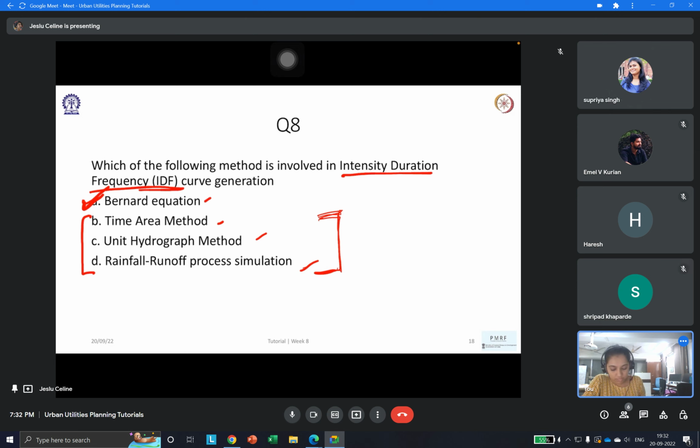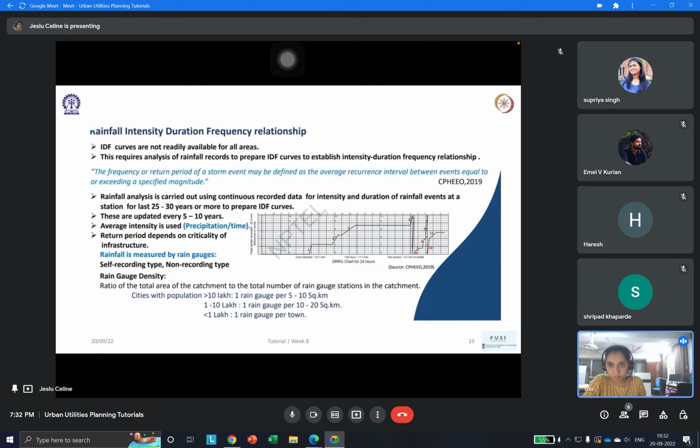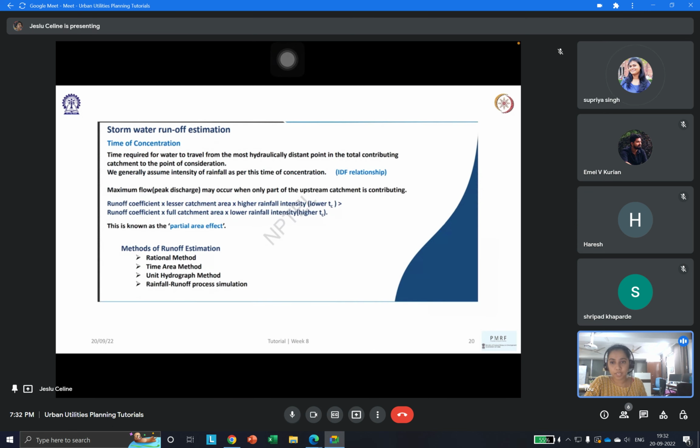So let's not go into detail on this, but this is what we learned for the intensity, duration, frequency relationship. So we don't need this, just for that explanation. And for runoff calculation, the methods of runoff calculation, we have learned this. That is, we use the rational, time area method, unit hydrograph method, and rainfall runoff process simulation for this. Fine. And the Bernard method formula, we will have one problem based on that. So we'll do that now.